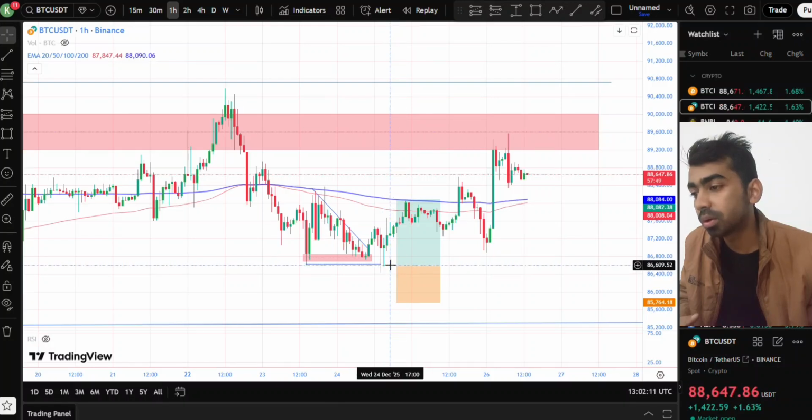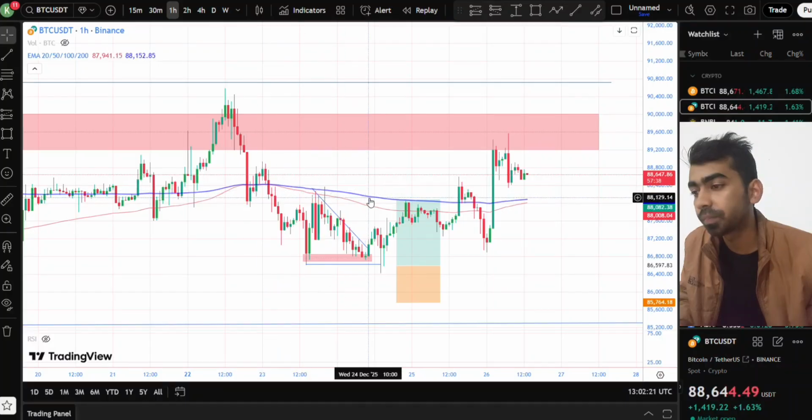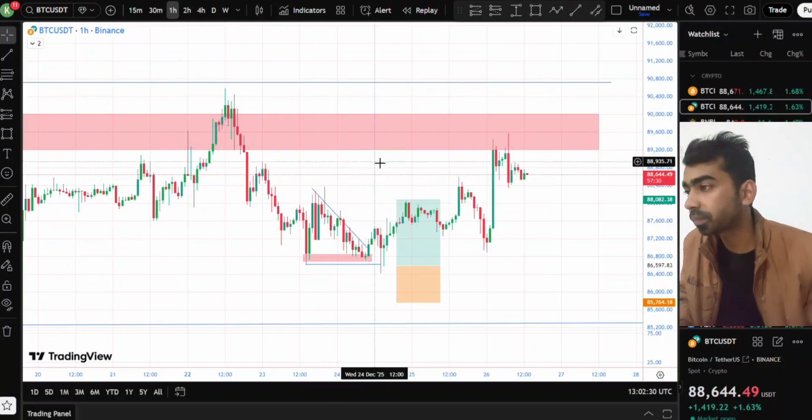At the same time it was going downside slowly, and I captured my trade from here, and it went upside till this zone, but I took my profit here actually. Okay, because this trend line, this EMA behaved like a resistance.